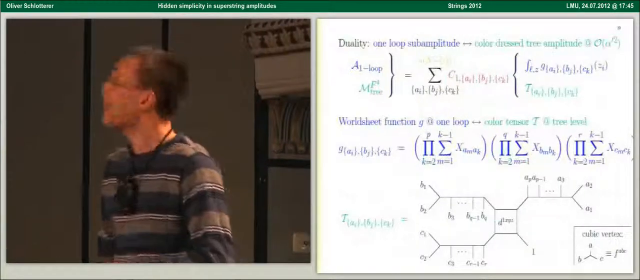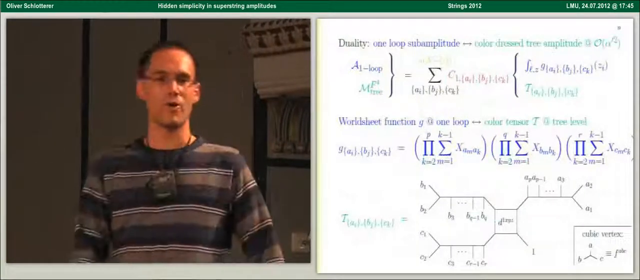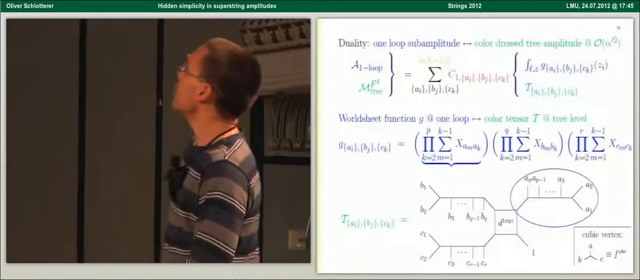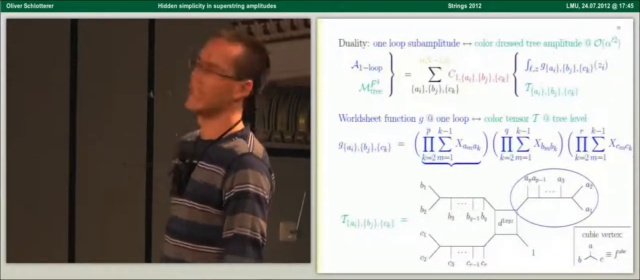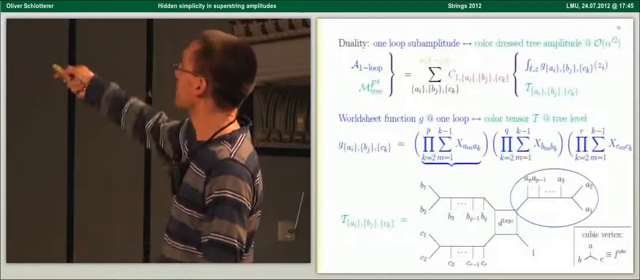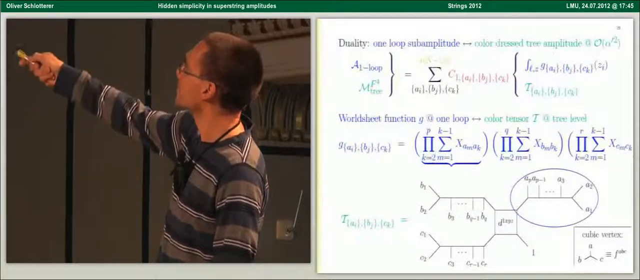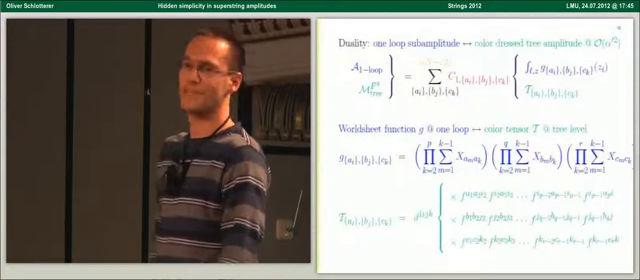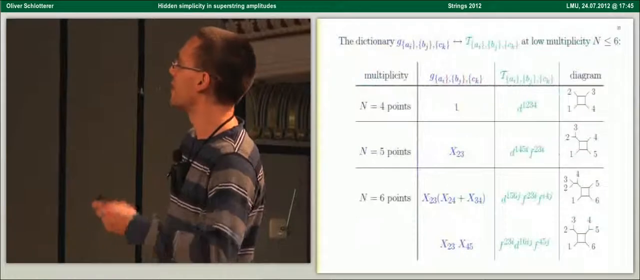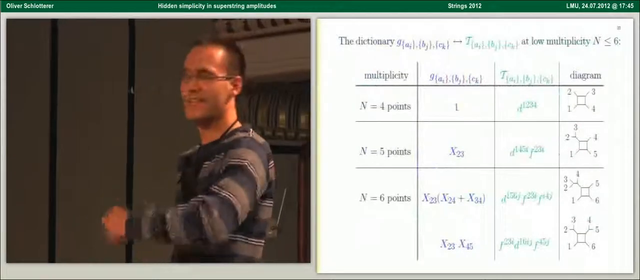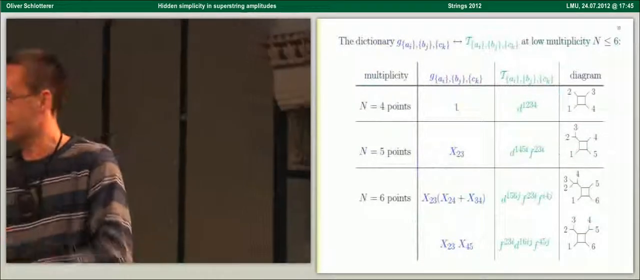And I should emphasize, each of these tree-level subdiagrams in the corners of the box corresponds to a particular factor of the worldsheet function associated with that. So this subdiagram, the circle, is dual to this function here of the x variables. Here is the full-fledged expression in terms of color tensors, but I think the diagrams are nicer. So let's go to the example section.